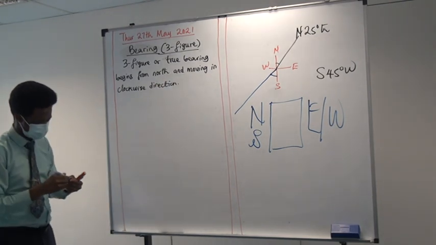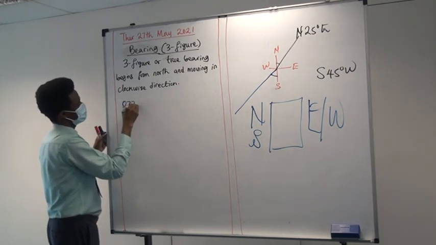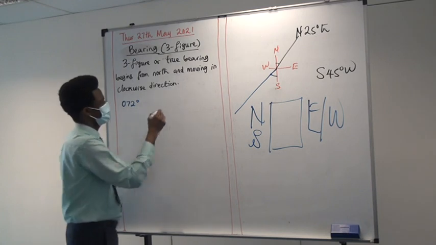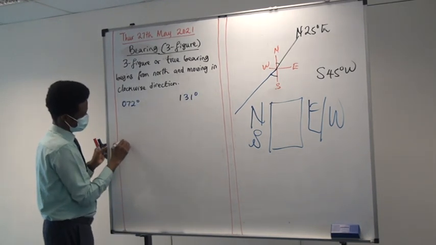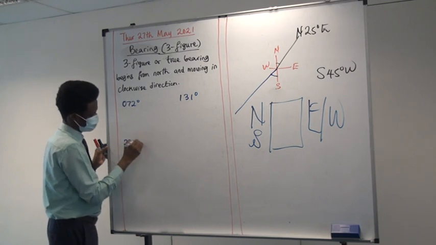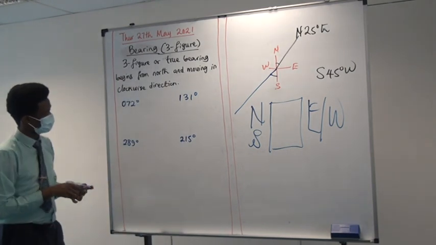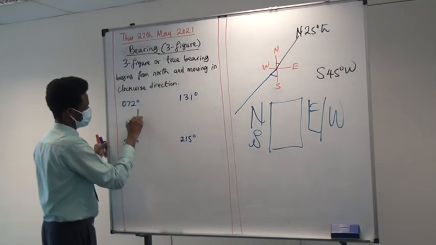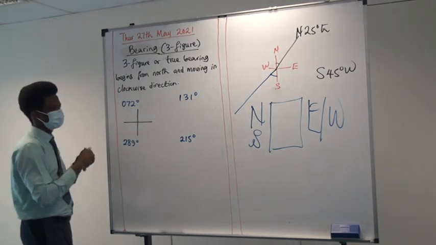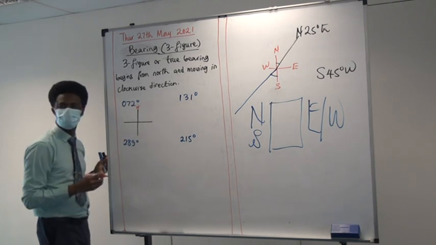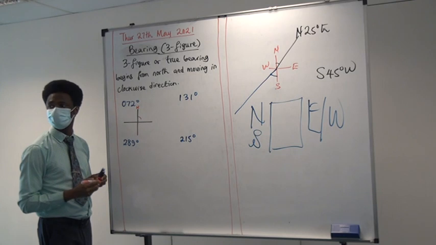So for example, watch this. Bearing 070 degrees, we're going to draw each of these. Bearing 131 degrees, bearing 289 degrees, bearing 215 degrees. For this one, bearing 072. Clockwise direction, clockwise. You always start from the north. Clockwise, close to 90. Understand?